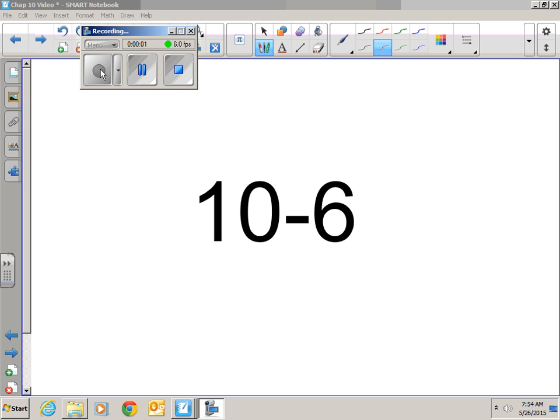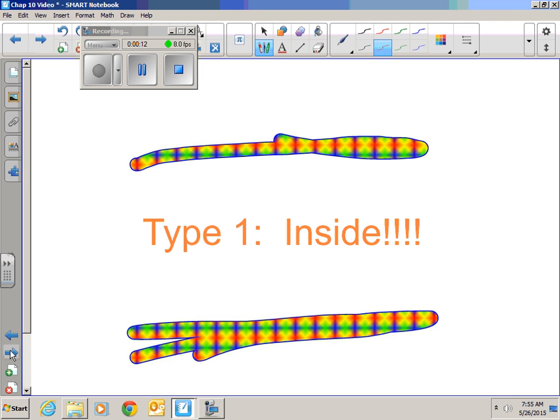Boys and girls, welcome to video lesson 10-6, our lesson on circles and their special angles. We will be dealing with three types of angles. Let's start with type 1. These are angles found inside the circle. In other words, the vertex of the angle is inside the circle.